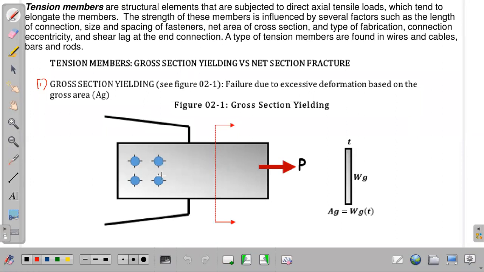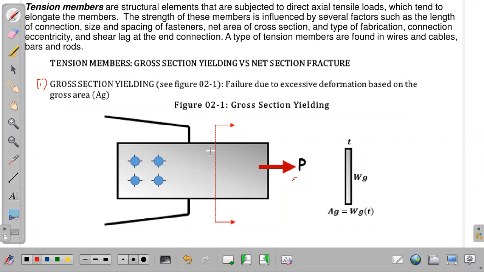Okay? So sa gross section yielding, pagka-consider nyo ng gross section yielding, tingnan nyo itong diagram dito. We have a steel plate here connected to a gusset plate. So may gusset plate tayo, nakakonect yung ating steel plate. Nag-apply tayo ng tensile force dito sa plate. Ito yung tensile force natin, P. Na-stretch out yung ating plate. So pagka nag-apply kayo dyan, mapupunit yan, mag-fail yung ating plate. Okay?